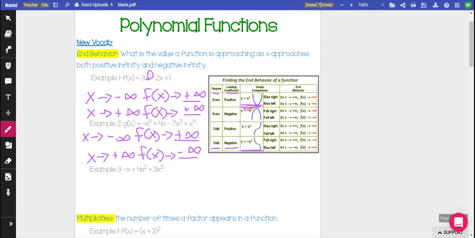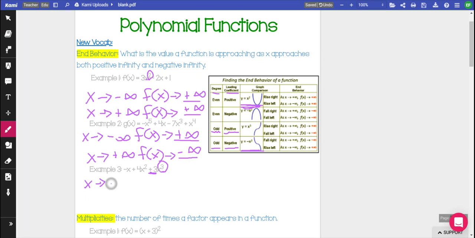Last example we're going to do, notice this one I did not put in standard form on purpose, so make sure that you're always looking for the highest degree of the polynomial in standard form. Here it looks like we have a third degree polynomial, and if we look at the leading coefficient, that's the positive 3 there. So we're looking at stating the end behavior of an odd function with a positive leading coefficient. Now we're going to be looking over here. It's an odd degree function and a positive leading coefficient.